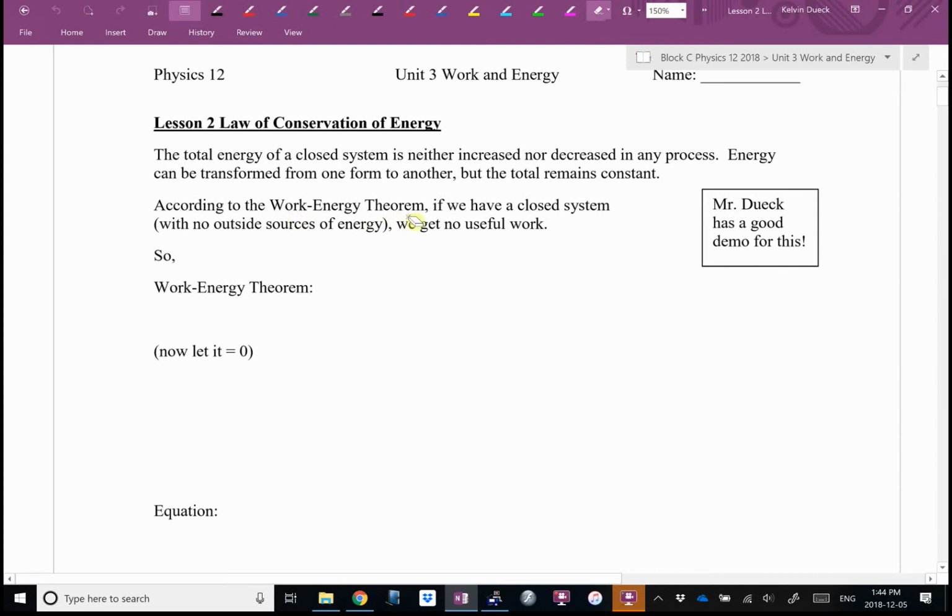Also, according to the work-energy theorem, if you have a closed system, you haven't added a battery, you haven't hooked up a motor, you're not adding gasoline, you're not adding extra energy. If we have a closed system, you get no useful work. So we have the work-energy theorem, work equals change in potential plus change in kinetic. If you don't allow any outside energy sources, you get no useful work, which means the amount of work is zero.